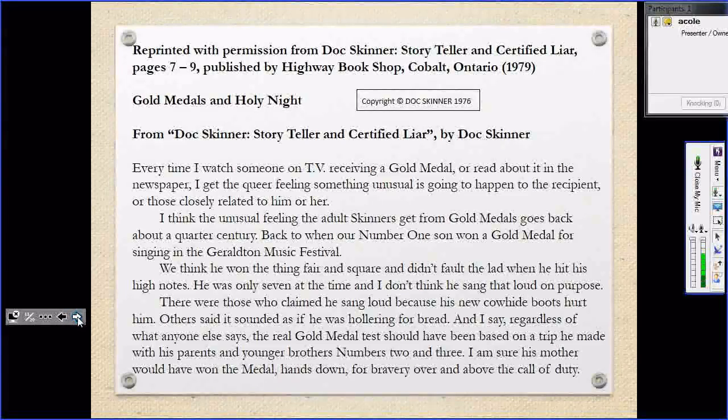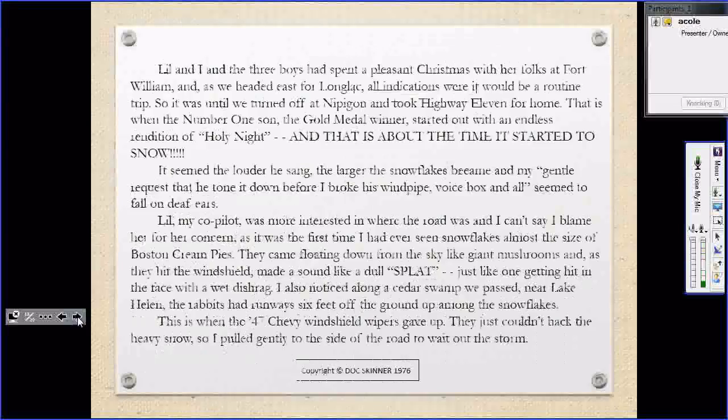And then we actually get to where they're driving in the car and they get stuck in the snow, right? Okay, so here on the second page is where the story actually begins, right?